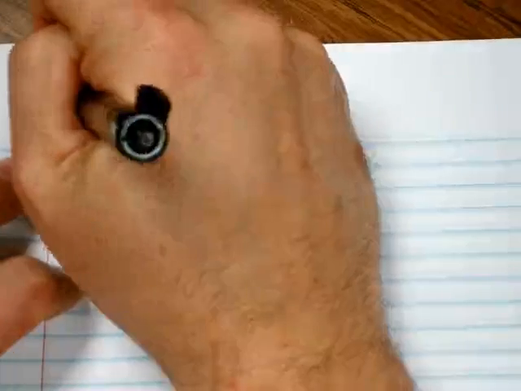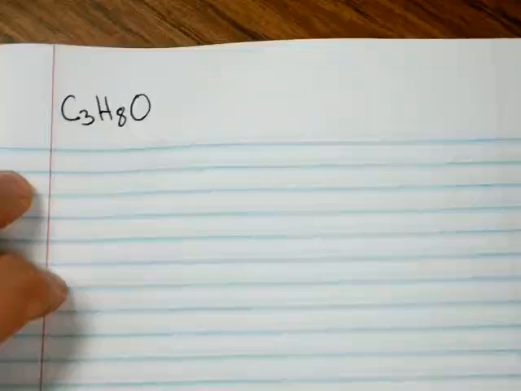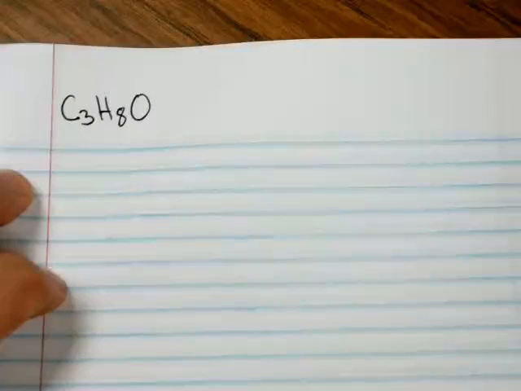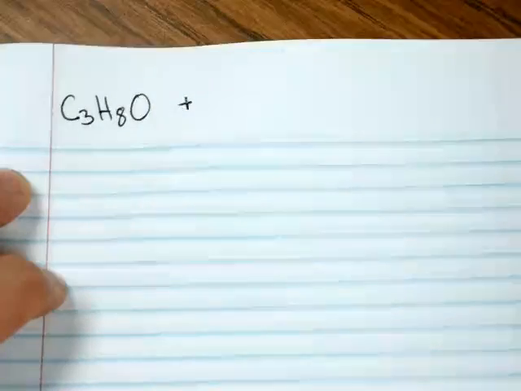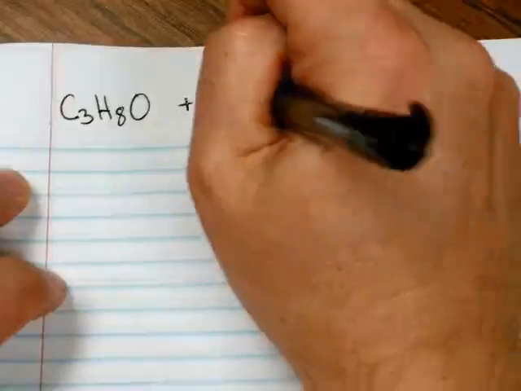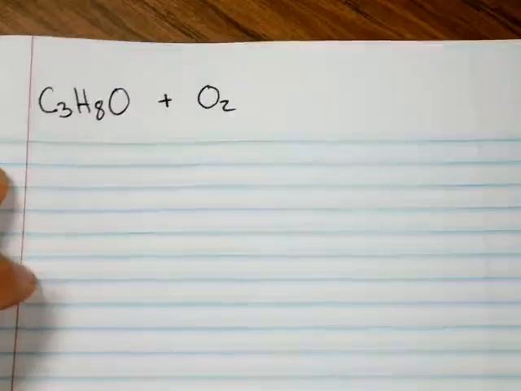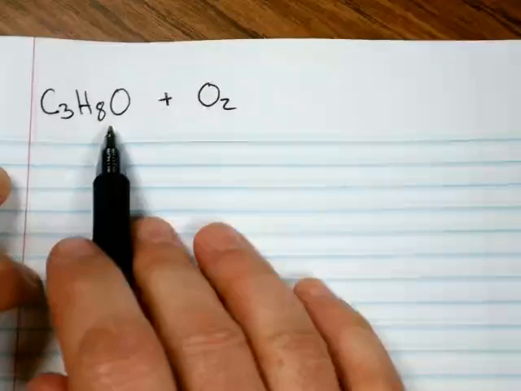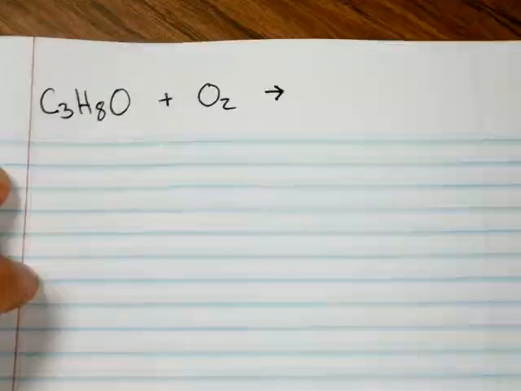So we're writing the balance equation for C3H8O when it reacts with what? Oxygen gas. So how do we write oxygen gas? O2. Because oxygen is a diatomic element, so we have to write it as O2. C3H8O plus oxygen yields what?